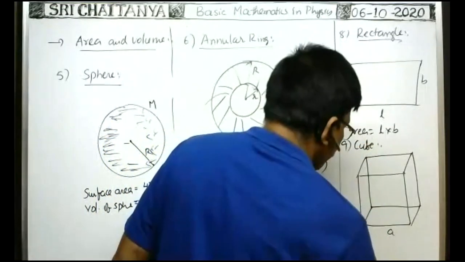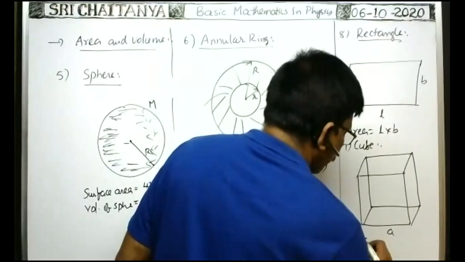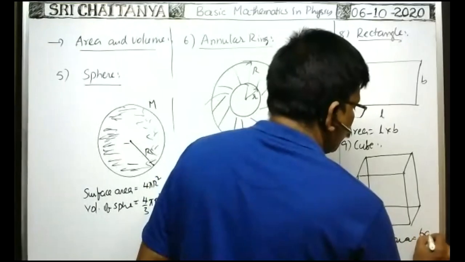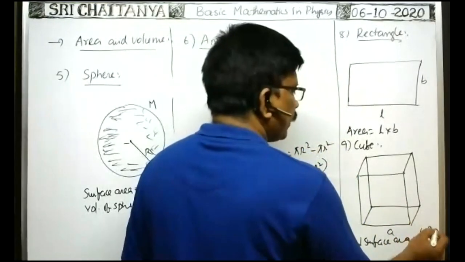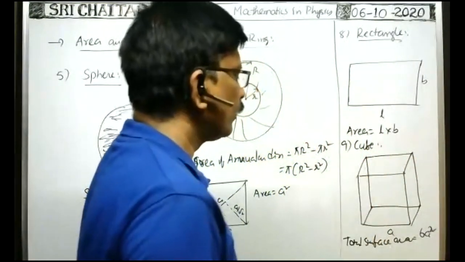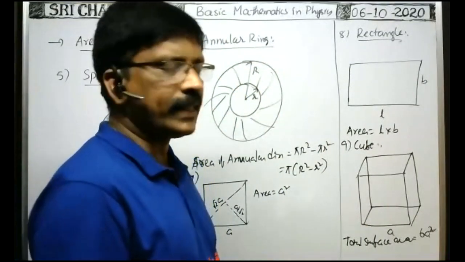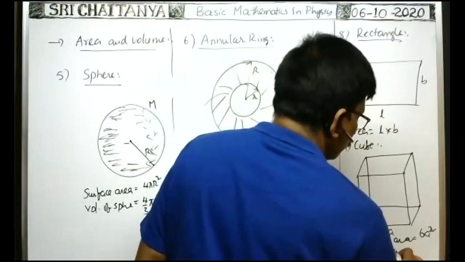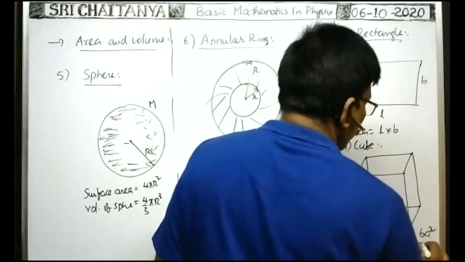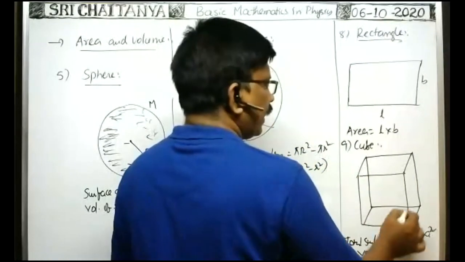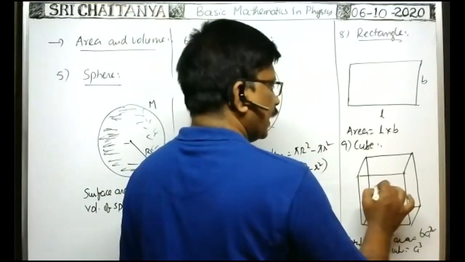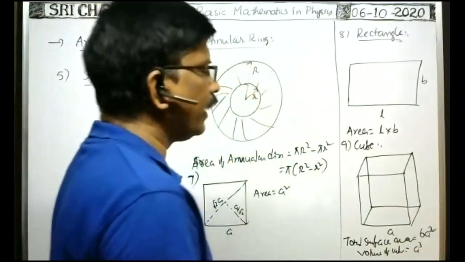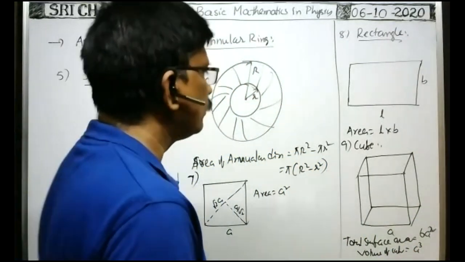So total surface area is equal to 6 into A square. A square is the surface area of each face, so total surface area is equal to 6A square. Volume of the cube: volume of cube is equal to A cube. We can write that because the area of cross section is A square, into the thickness A, gives the volume. A square into A means A cube. That is the volume of the cube.